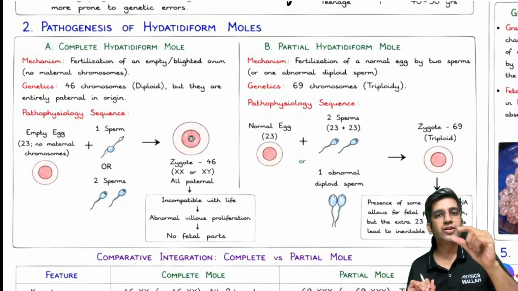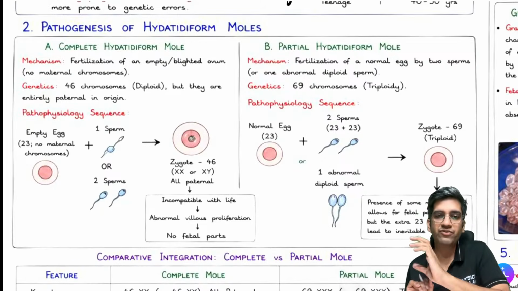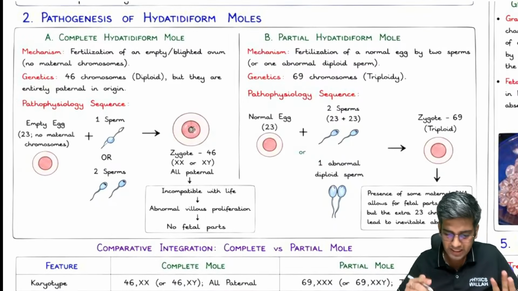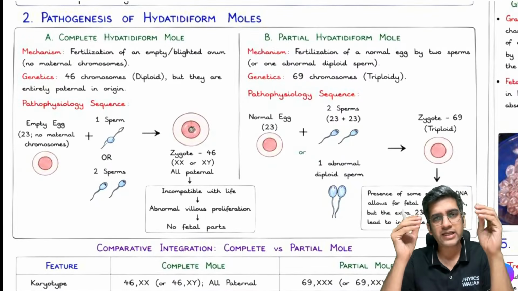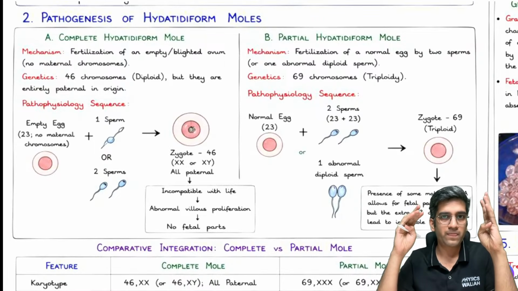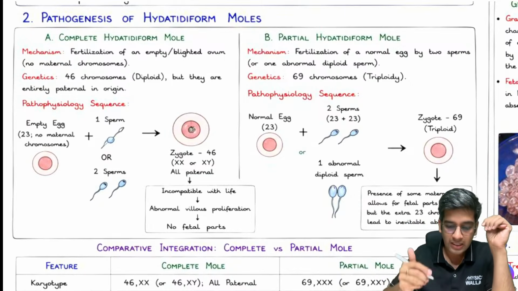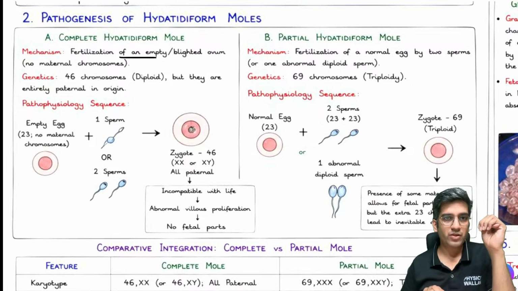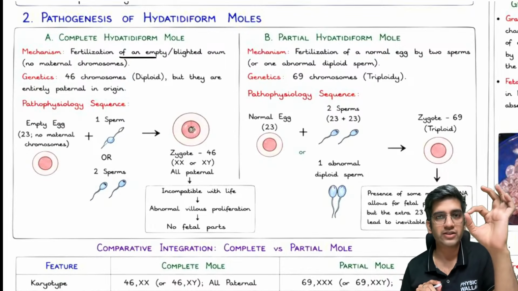Hydatidiform looks like a hydatid cyst in gross. That's why we have the hydatidiform molar pregnancy. Fine. Here, for me to have a zygote, the basic requirement is I need 46 chromosomes. Without that, a zygote cannot form. So what happens in a complete mole is there is an empty ovum. Blighted ovum means empty ovum, no chromosomes, just the cover, that's all.